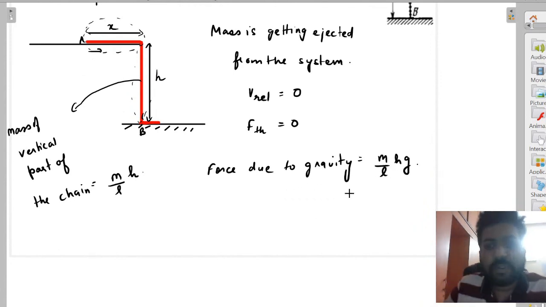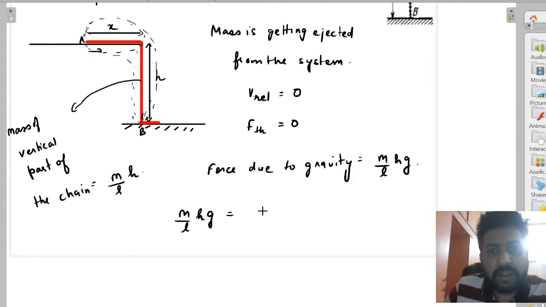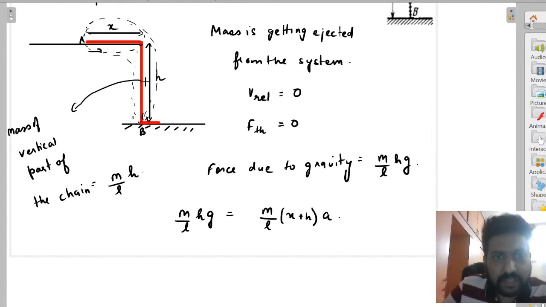Now due to this force of gravity, this system will accelerate. Now listen to me carefully. This force of gravity is actually accelerating this entire system. So you will say that m by L h g must be equal to m by L into x plus h into a, because this portion is also accelerating. Okay, in this entire system mass is getting ejected, but still there is no thrust force because the relative velocity is 0.